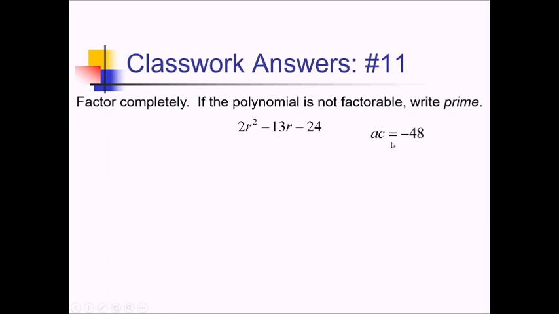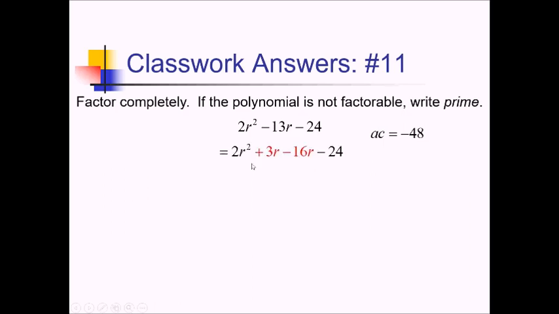So we've got 1 and 48. That's not going to do it. 2 and 24 doesn't add up in any way to negative 13. How about 3 and 16? Well, that works if I do positive 3 and negative 16. So let me split this up into plus 3r minus 16r.